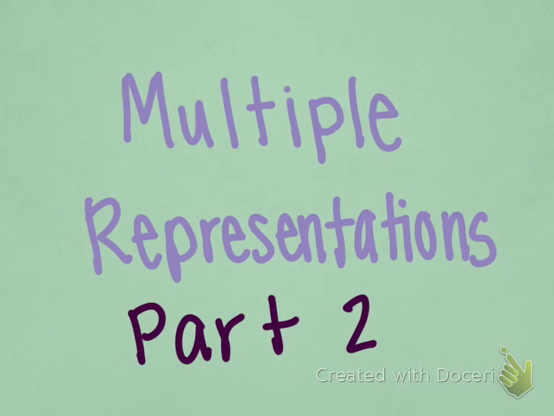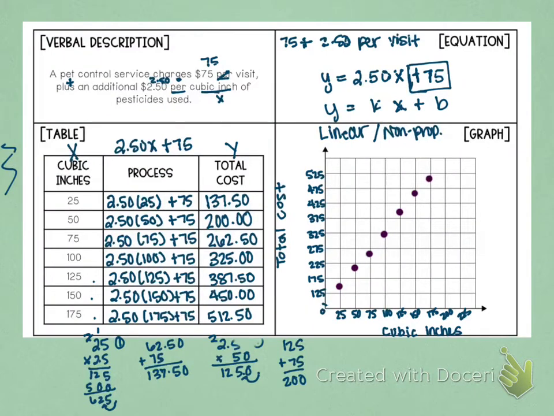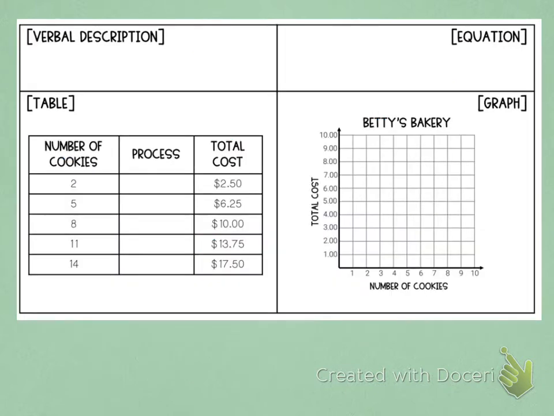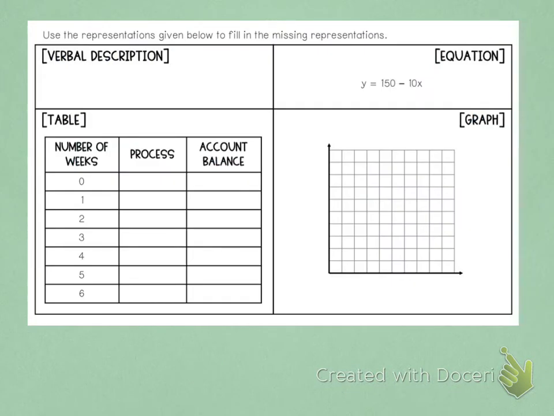Okay, so now we're going to go to multiple representations, part 2. In part 1, we went over this scenario right here and answered some follow-up questions. And now on part 2, we are going to focus on this scenario right here. It says, use the representations given below to fill in the missing representation.